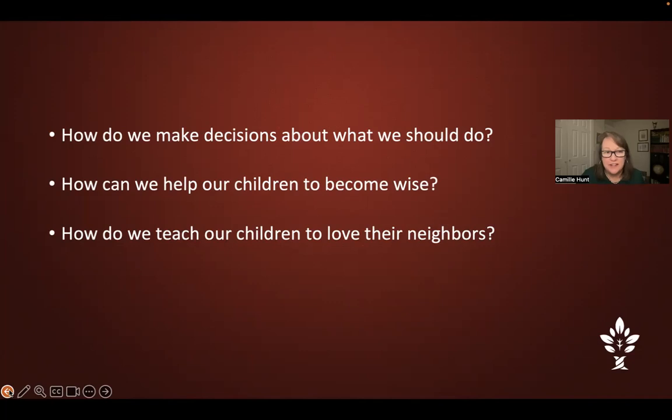So I propose that practicing these lessons in the Lost Tools of Writing will help cultivate these skills in our children, help them to think, to listen, and to love their neighbors and to become wise. This is what it can do when we're willing and when we work.